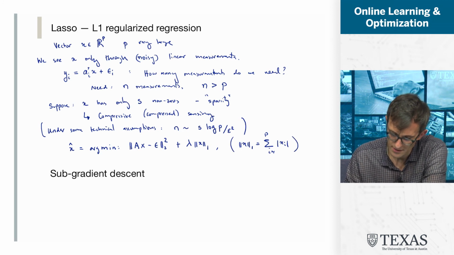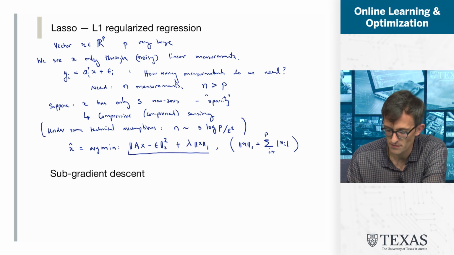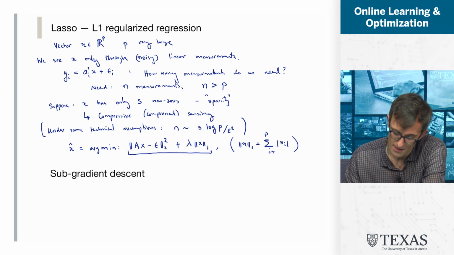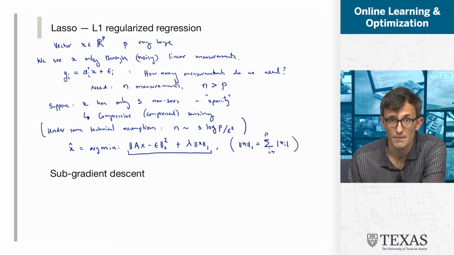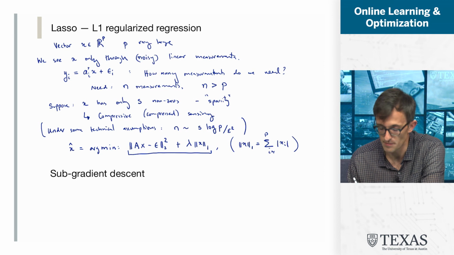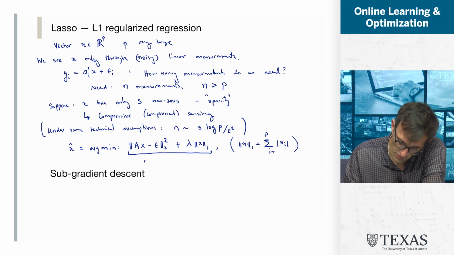Now let's look at this objective. It's certainly convex. It's a sum of two convex terms. The first term is smooth. It's not going to be strongly convex because n is less than p. But the second term is not smooth. So overall, this is convex but not smooth.